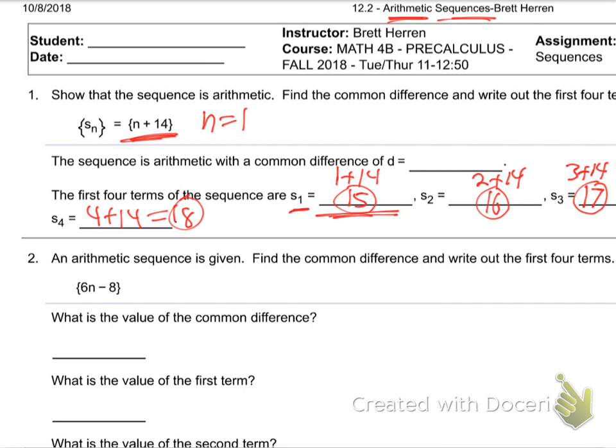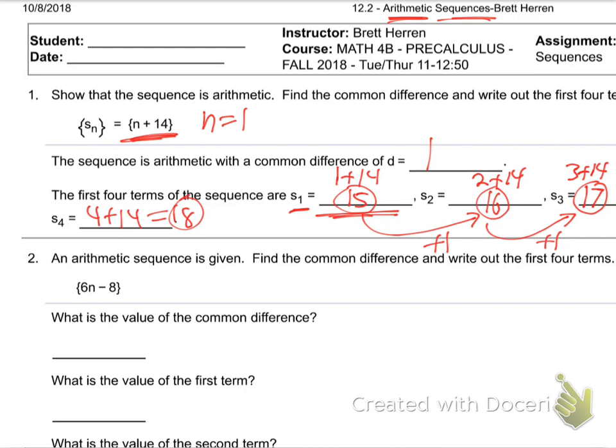Okay, so we got our first 4 terms, 15, 16, 17, 18. Now, the difference means what's the jump from term to term? It's just going up by 1 every time, isn't it? The D is just 1. Remember, in this arithmetic sequence section, you're always going to add or maybe subtract the same number every time. It's called the common difference, because the terms differ from one another by the same amount, spaced out evenly.